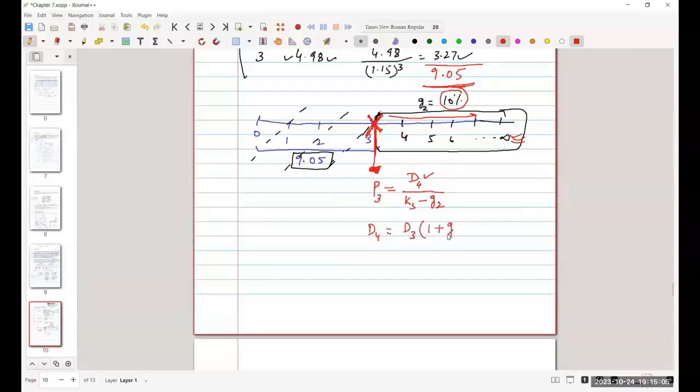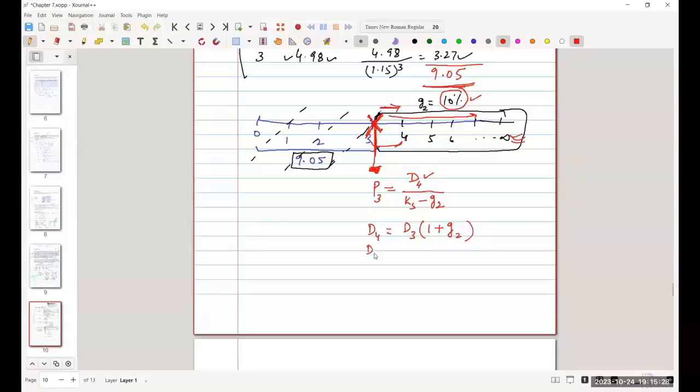But which growth rate? Here is where you will need to be careful, because moving on from the third time period, you're no longer going back, you're going ahead in the timeline. So you're moving this way. Between year 3 and year 4, the growth rate applicable would be 10%. So G2 is the growth rate applicable.